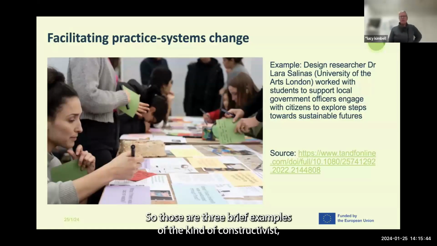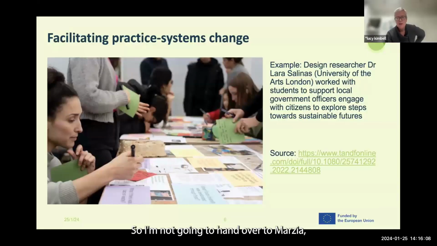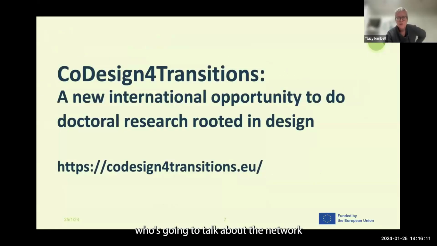So those are 3 brief examples of the kind of constructivist, very practically oriented, collaborative research that is central to design research and the network. And all 3 of those examples come from the UK because the UK and my university, University of the Arts London, is one of the universities which is part of the network. So I'm now going to hand over to Marzia, who's going to talk about the network that we are both co-directors of, and the opportunity and a lot more of the detail. So I'll hand over to you, Marzia.